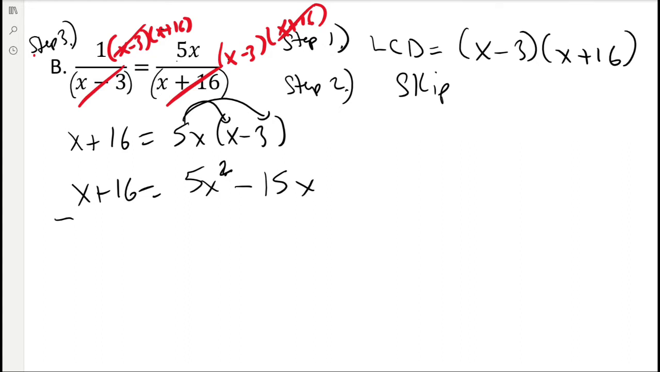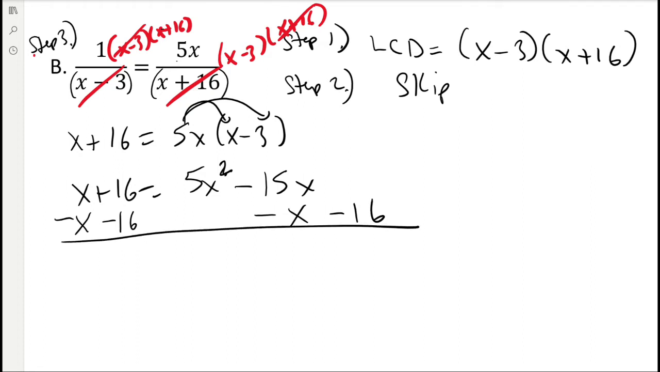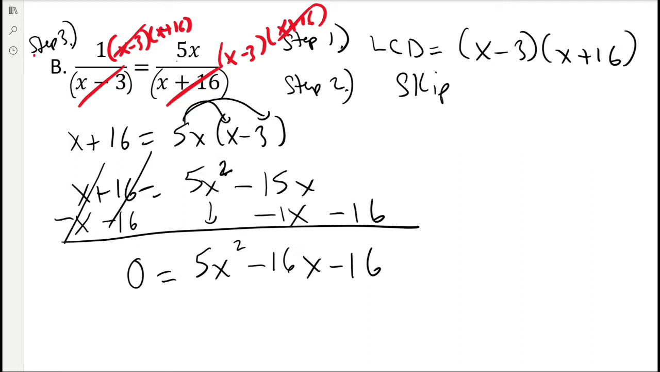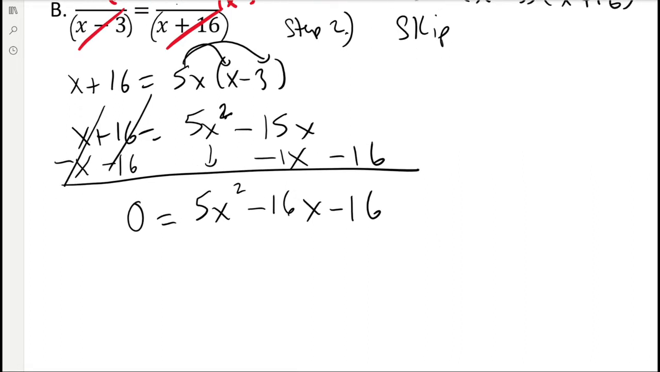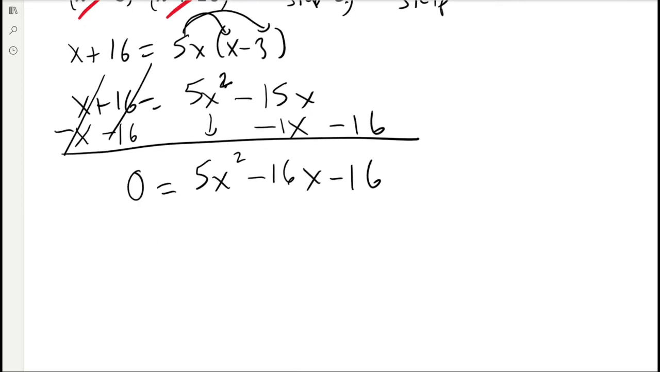So I'm going to go ahead and move this x over to the right hand side by getting rid of it and subtracting it on the left side. I'm going to subtract the 16 as well to get rid of it, but I have to do the same thing on the other side as well. So on the left side now I have 0. I can bring down the 5x squared. I can combine the negative 15 and the negative 1 here to make negative 16x, and then I can bring down the negative 16. So now I have a nice looking quadratic equation which I can solve.